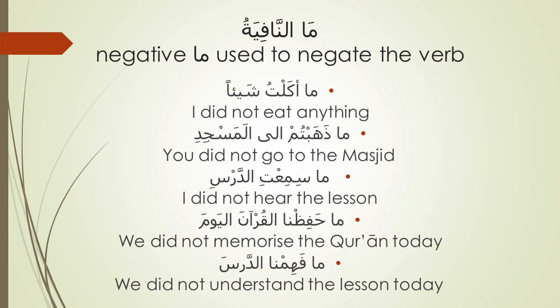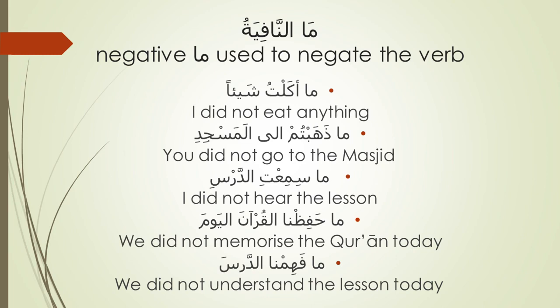So now what we're going to do is something extra, which is how to negate. Because we know how to say you did it. How do we say you did not do it? So what we do is we bring this ma. There's different types of ma, but this one specifically is used to negate the verb. To say I did not do such and such.